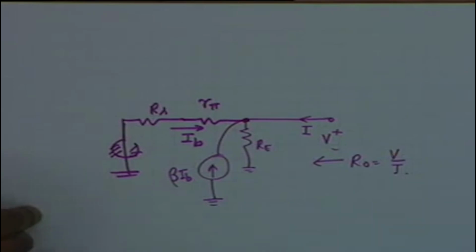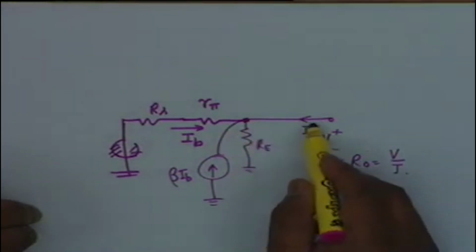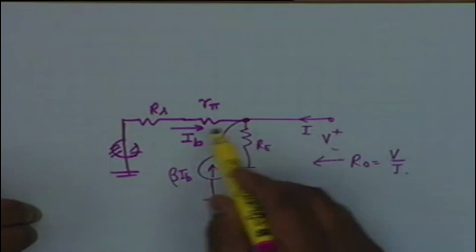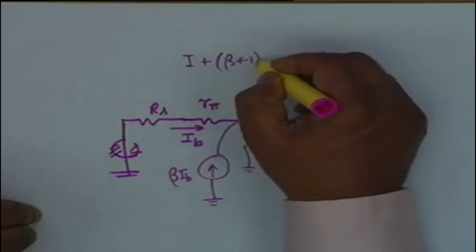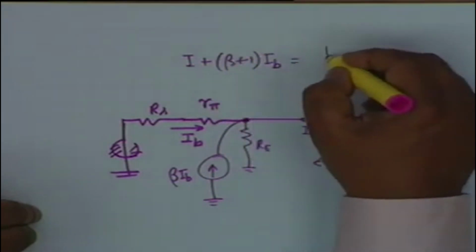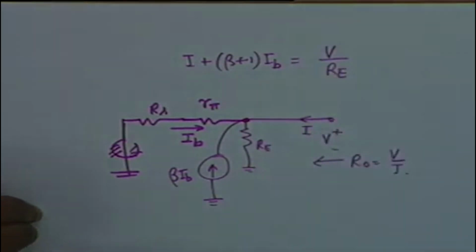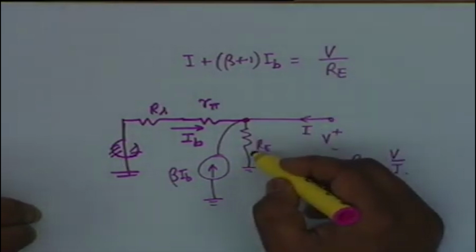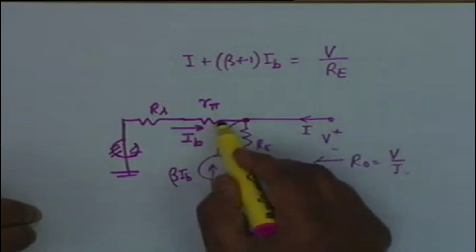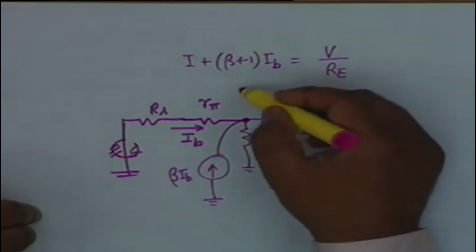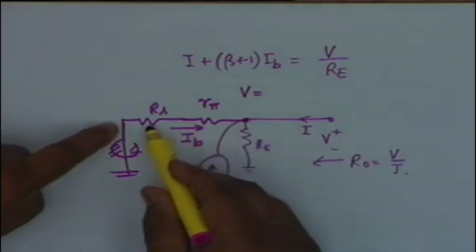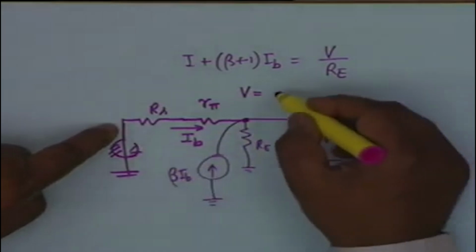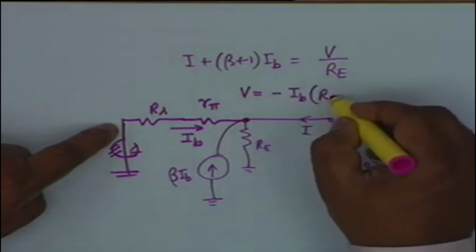All right. So there are two relations now which can be very easily written. Three currents are coming in, I, Ib and beta Ib, and therefore I plus (beta plus 1) Ib should be equal to V by Re. This is KCL. V by Re is the only current leaving. This should be equal to this current plus this current plus this current. And the other relation is V shall be equal to the drop in R pi and Rs, right. So it is minus Ib times (Rs plus R pi).